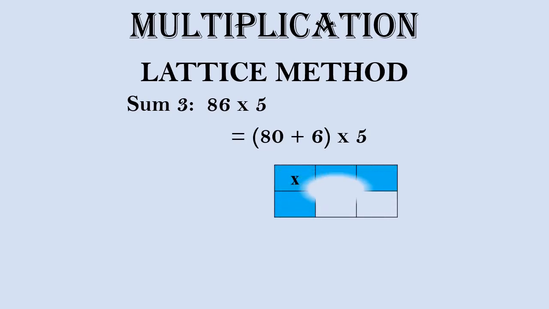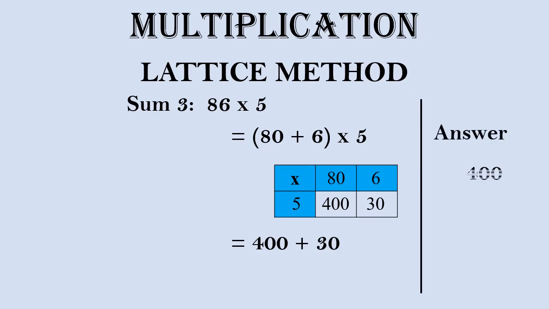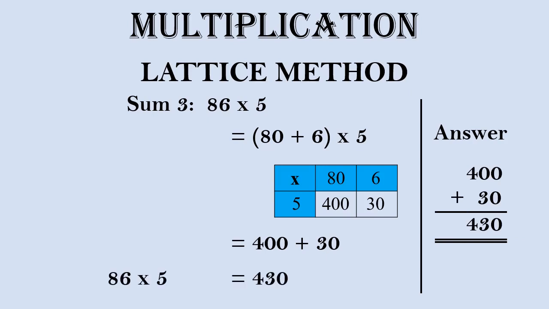So 80 and 6 is the multiplicand, 5 is the multiplier. 8 fives are 40 and you add a 0 at the end, 6 fives are 30. Now add the two numbers in the white boxes, 400 plus 30, simple, 430. That's our answer, 86 multiplied by 5. The product is 430. The fourth sum.